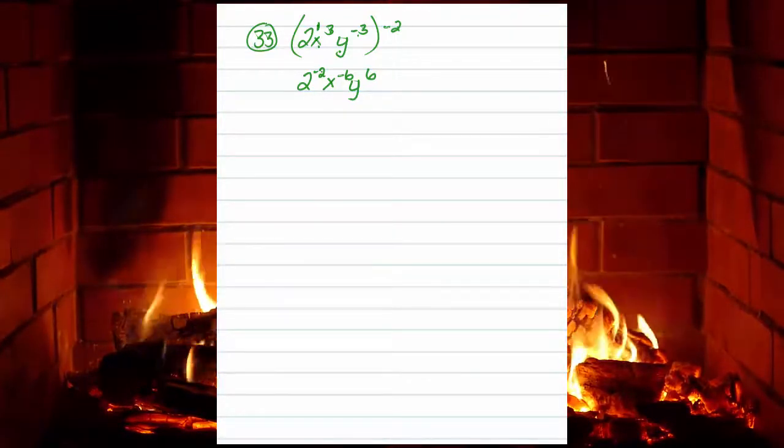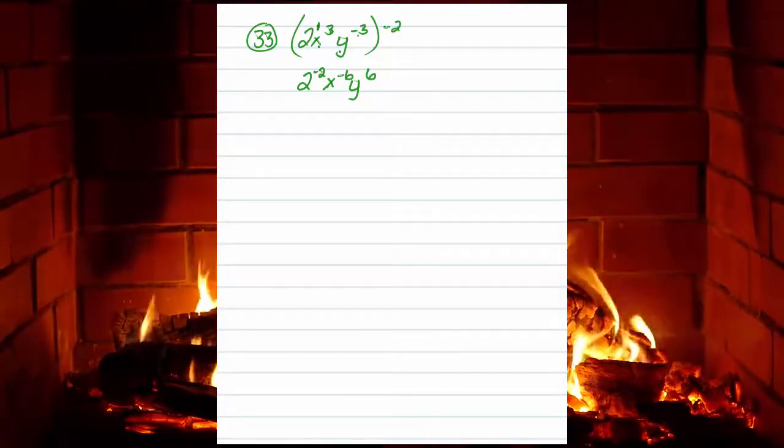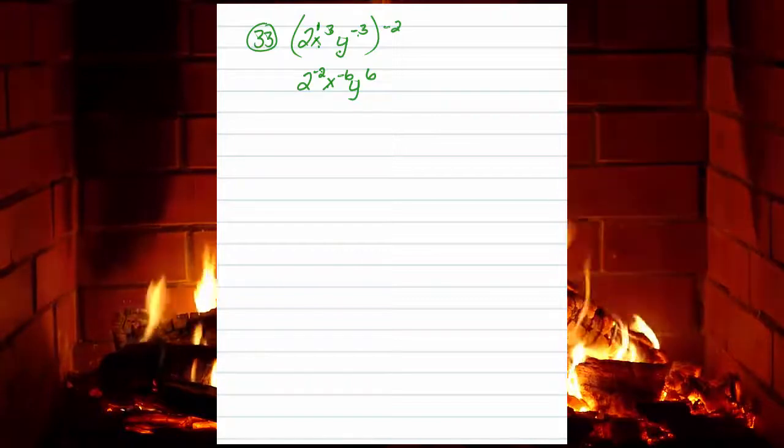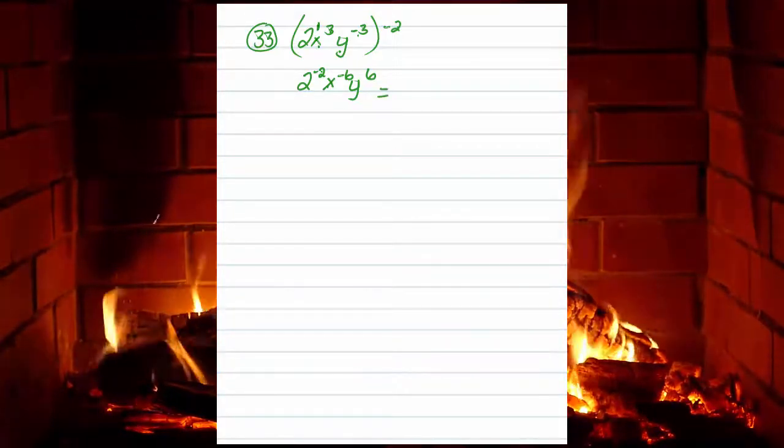So we're going to look through our solution. I have 2 to the negative 2nd power. That's got to move to make the power positive. I have x to the negative 6th power. That's got to move to make the power positive. So we come to our final stage.